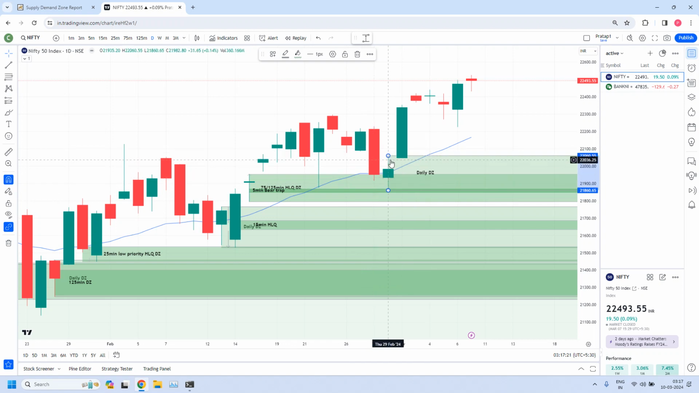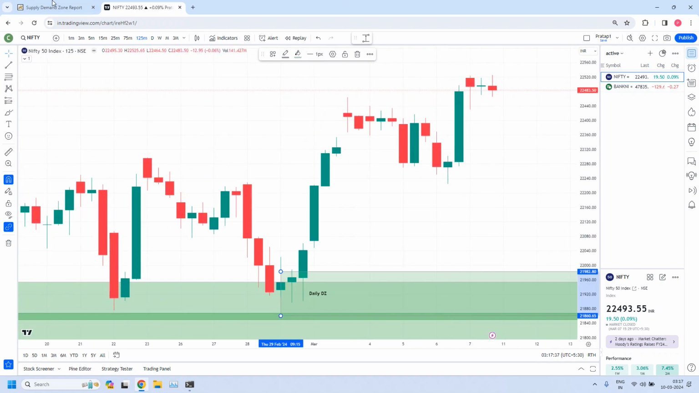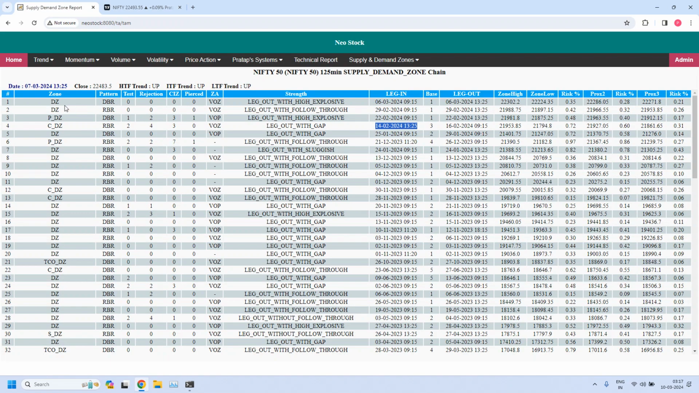If you draw the daily demand zone as a type 2 proximal entry, see now, almost it fits into this 125 minutes or 75 minutes high liquidity demand zone. Okay, now again we will move back to 125 minutes. The recent 125 minutes demand zones are created. I am not drawing them because I am focusing only on high liquidity zones, because we need to identify the real support and resistance areas within the Nifty.